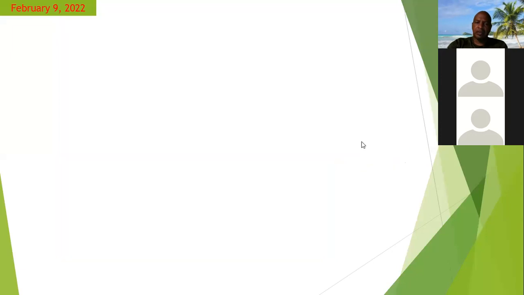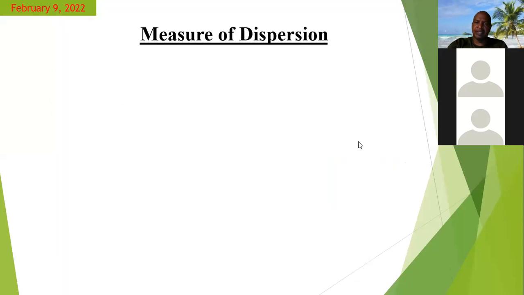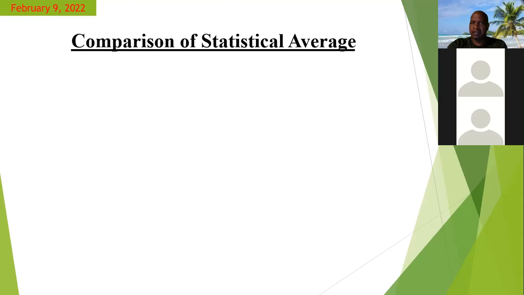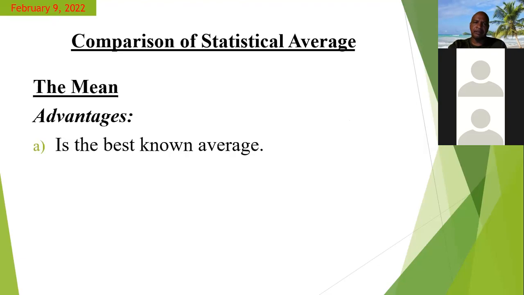All right, so you would have learned then how to calculate the range, how to calculate the quartile deviation, but you would not be doing the standard deviation. And so this would be where we would wrap up with our statistical averages. Now we can make some comparisons with the averages just to see which of them works well in what situation. So if we look at the mean, we can look at some advantages of the mean.